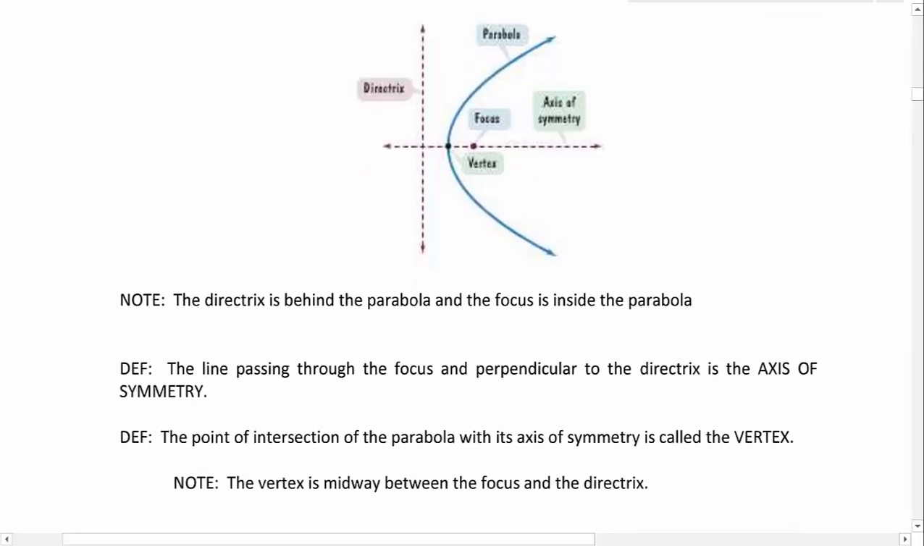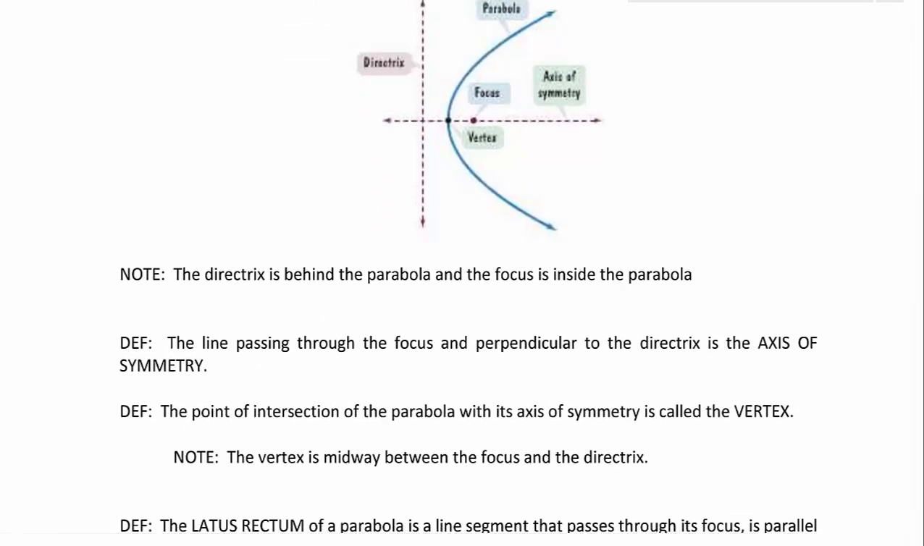The point of intersection of the parabola with its axis of symmetry is called the vertex of the parabola. The vertex is midway between the focus and the directrix. That's going to be an important fact for us when we are graphing.